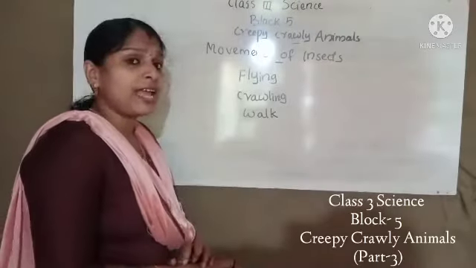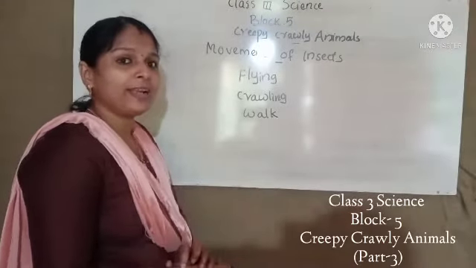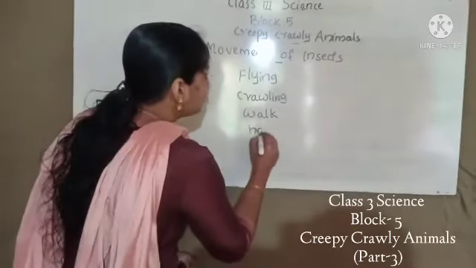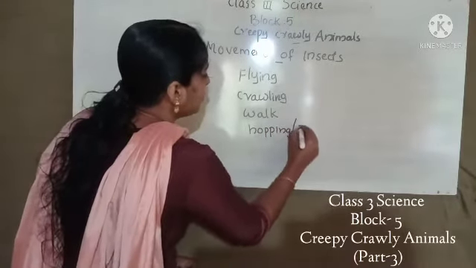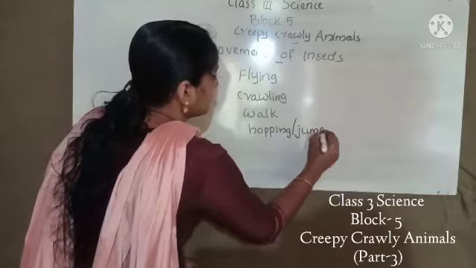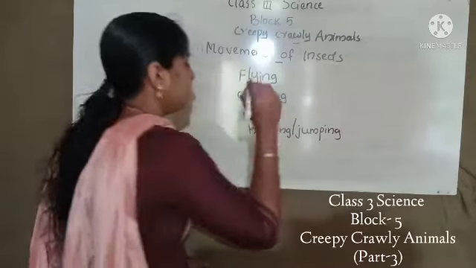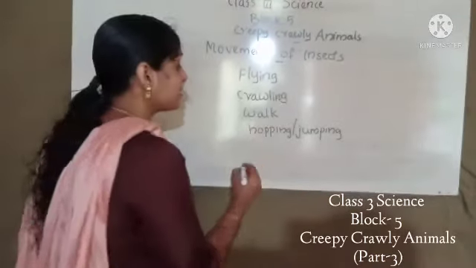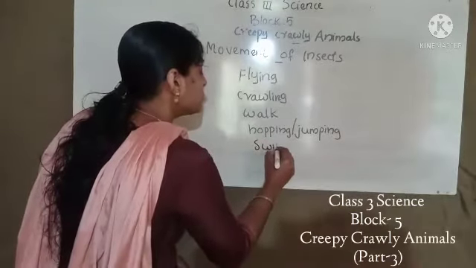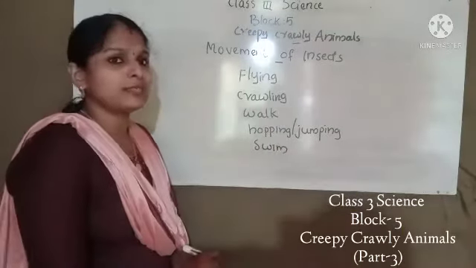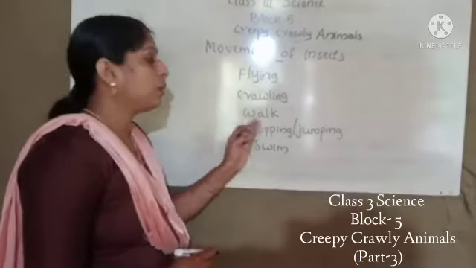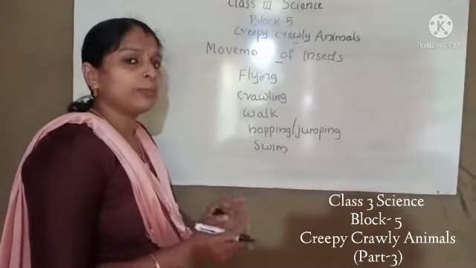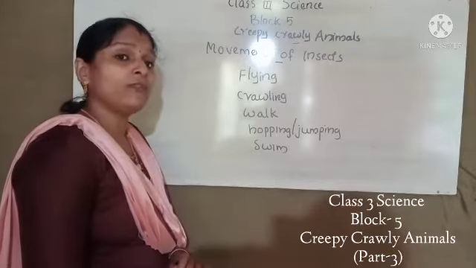Some insects can hop or jump in the garden. Hopping or jumping is another movement of insects. And then some insects can swim also. So these are some movements of insects: flying, crawling, walking, hopping or jumping, and swimming.